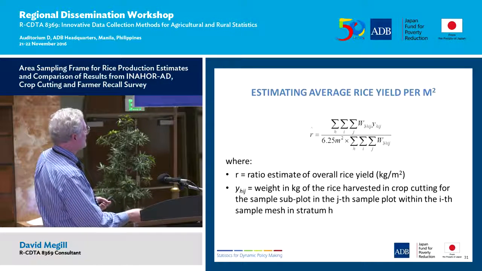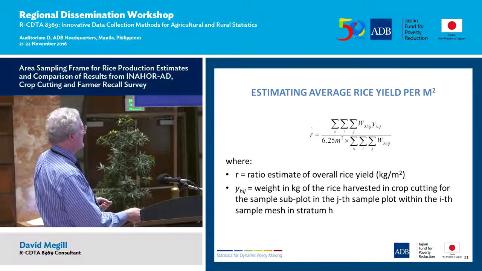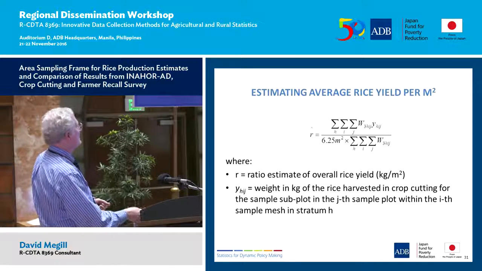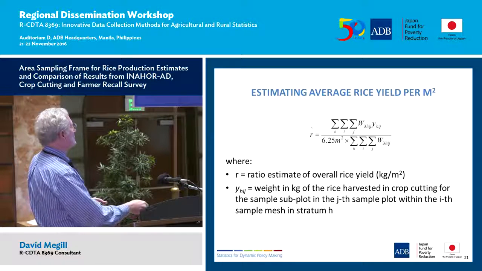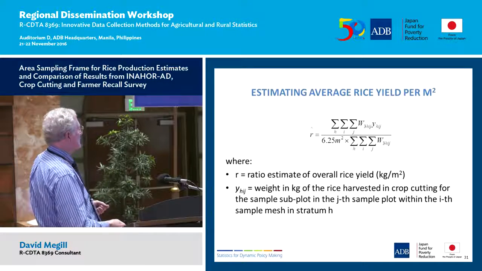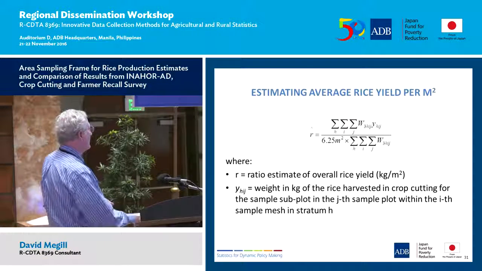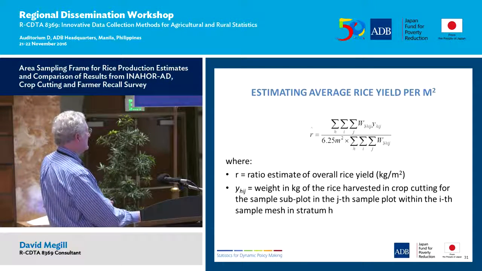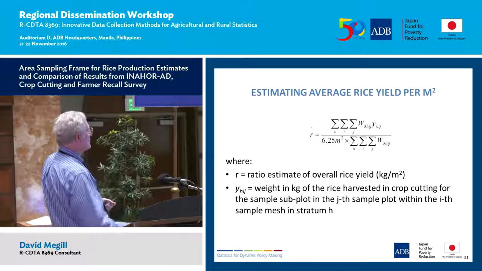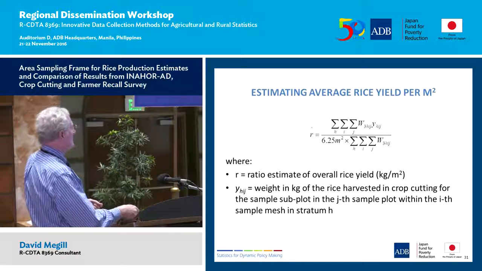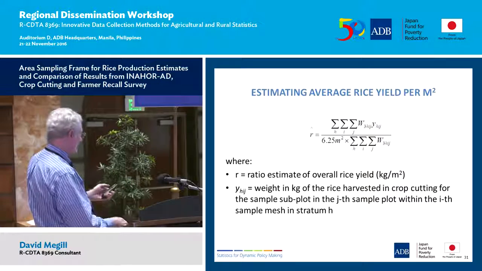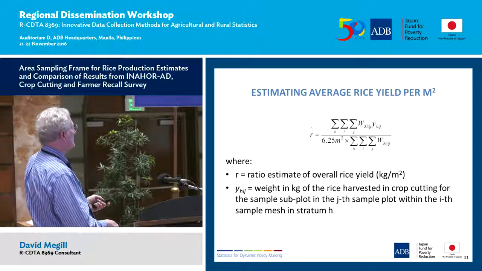So this is the total area planted in rice, and the numerator is the total production. So we have kilos per meter squared. And this is just based on the crop cutting, the total weight of the rice that was harvested for a particular subplot.